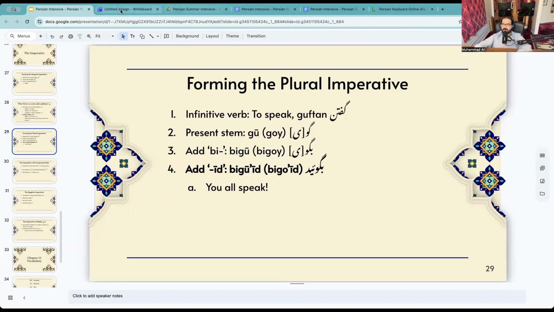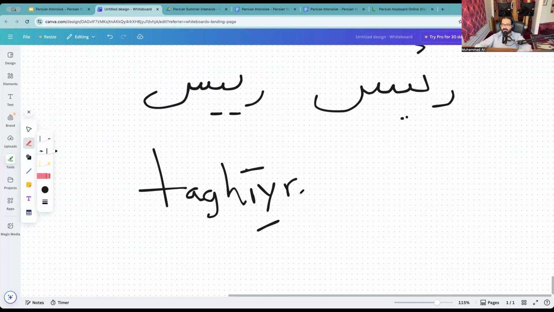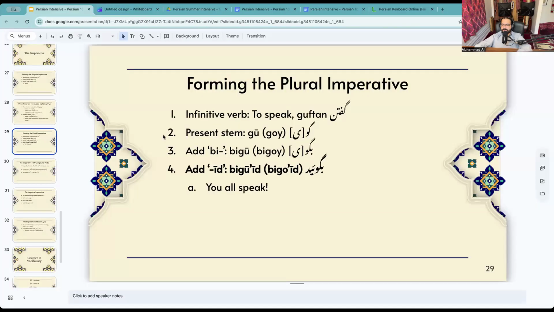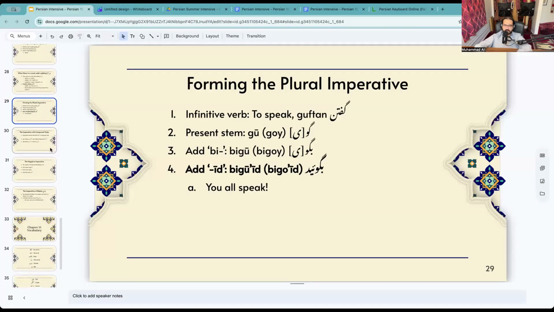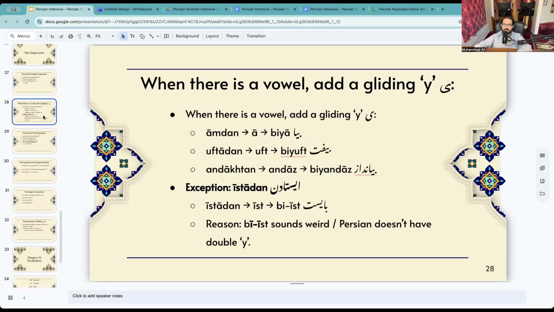So when you're writing in Arabic, like when you're translating in Arabic, it's normal to see this, like two Y sounds in a row. Taghir, we don't have that. All right, that was the imperative. And I think it's really that simple, right? You just take, again, the stem and you add a B to it.